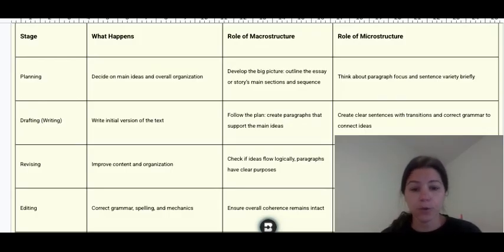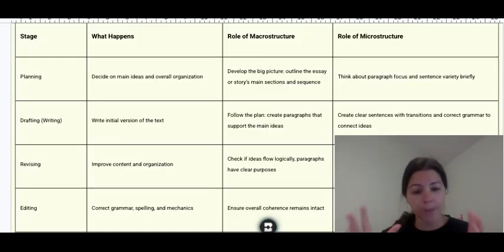When we're revising, we're improving our content organization, checking if our ideas flow logically. Do our paragraphs have a clear purpose? And at the level of the microstructure, does it make sense? Do our sentences make sense? Do we have to include any new components based off of our revisions? Are we missing any pieces? When we're thinking about editing, we're thinking about our grammar, our spelling, our mechanics.